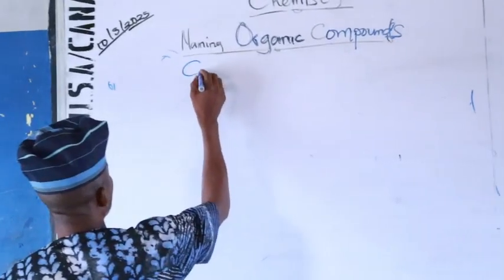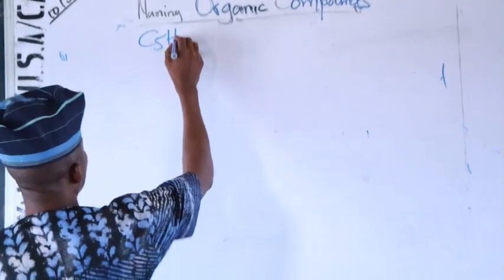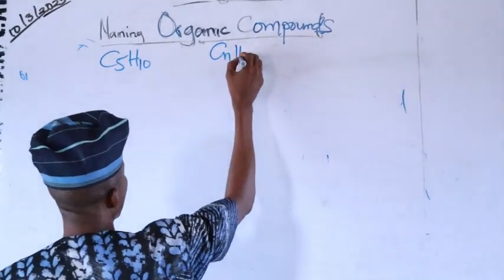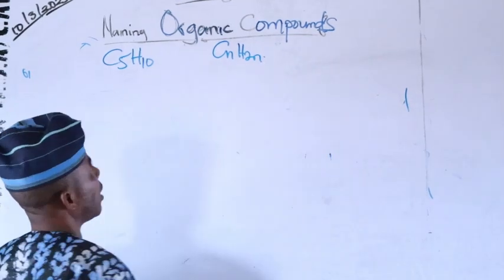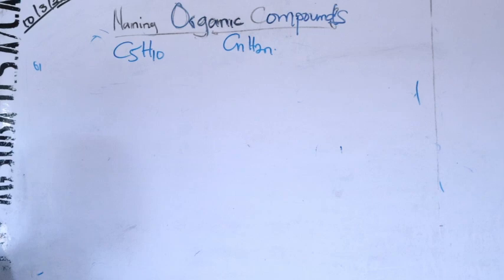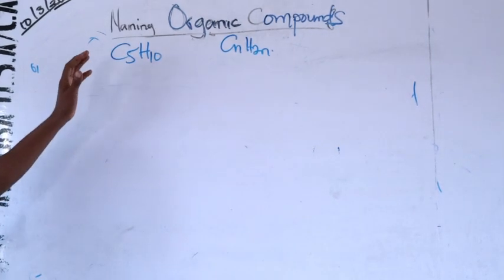C5H10. Alkene has the molecular formula CnH2n. Pentane is the compound with 5 carbon atoms. So it goes to C5H10.